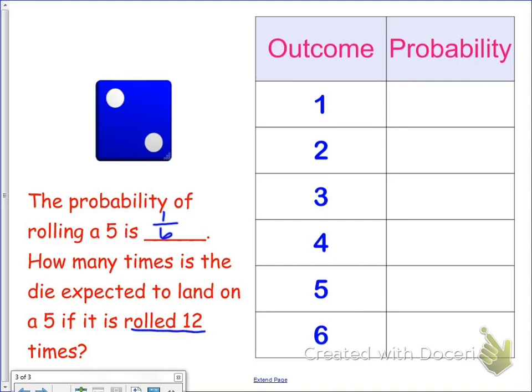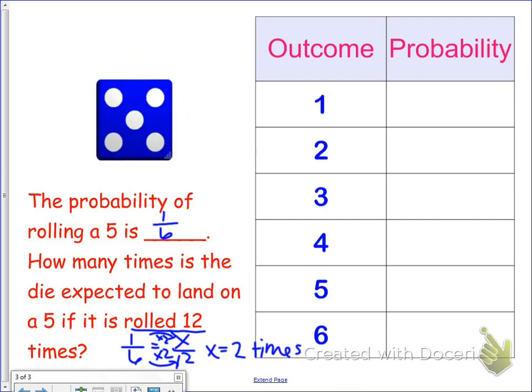So to roll 12 times, I set up my proportion, x over 12. Scale factor is times 2, so theoretically I should roll a 5 2 times out of every 12 rolls. So we're actually going to experiment with that now. I'm going to roll my die right here to see if this is true. So I roll the die, and I get a 5.